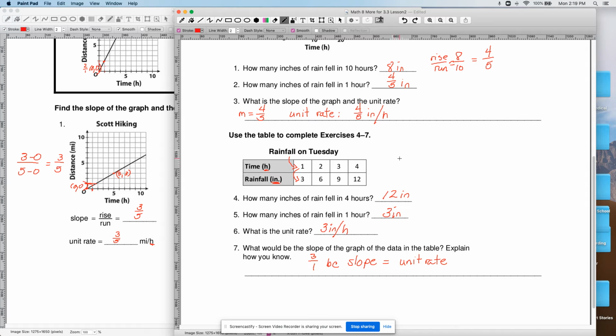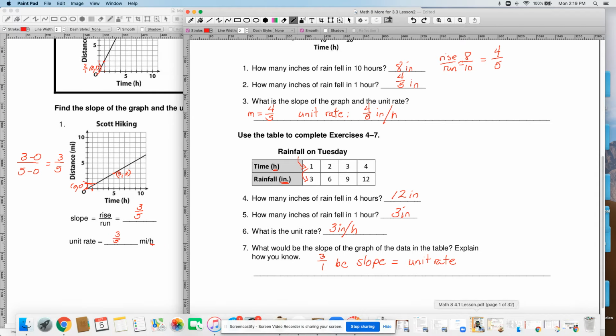All right, so that was just a brief overview of what we did yesterday. So you can move on and do your couple of practice problems for homework. And I will see you next week in class.